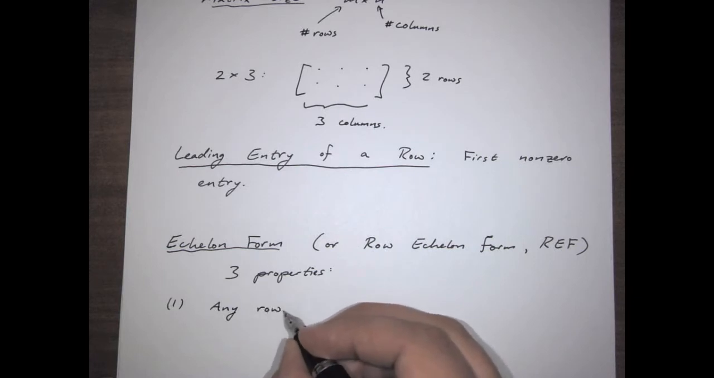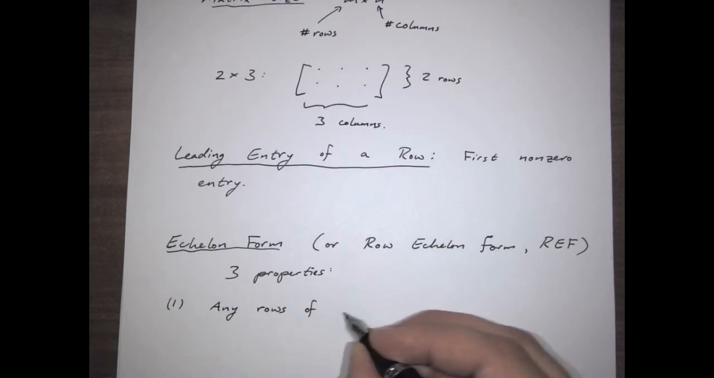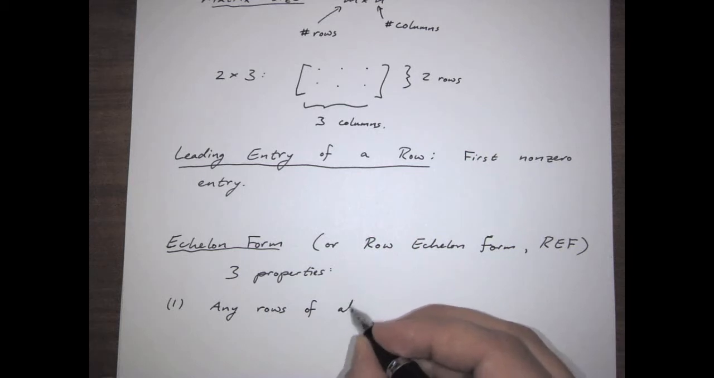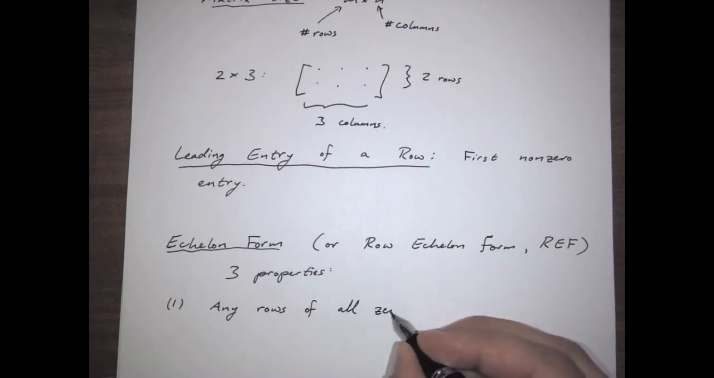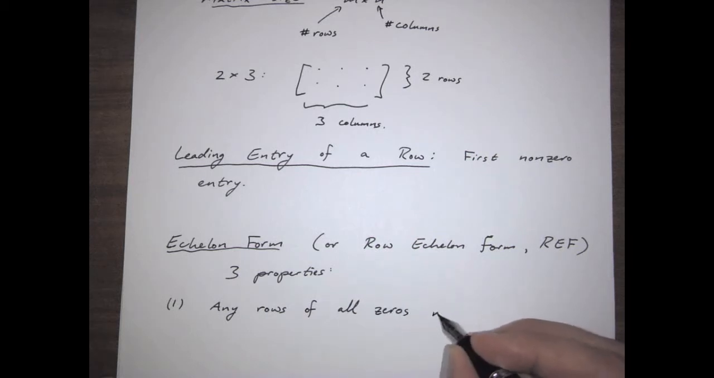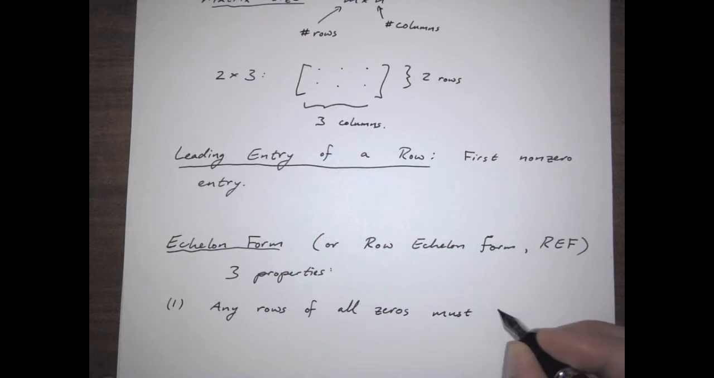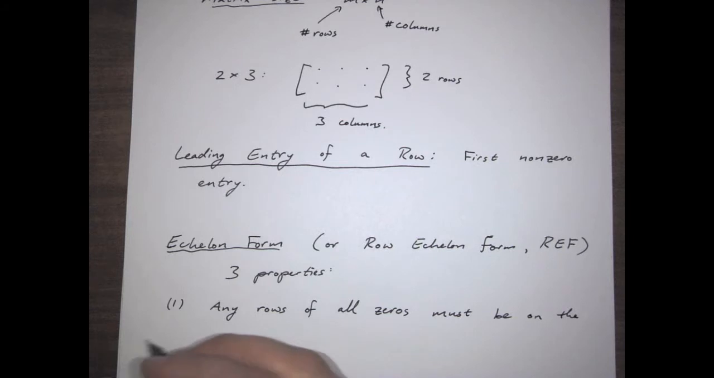So any rows of all zeros must be on the bottom.